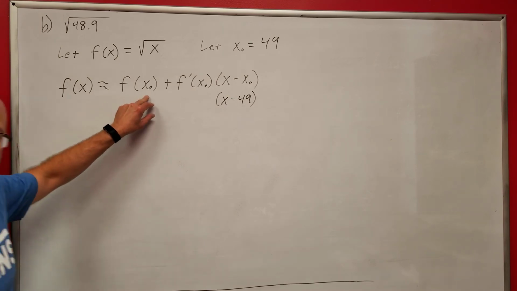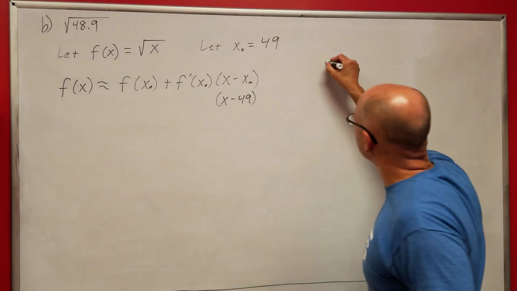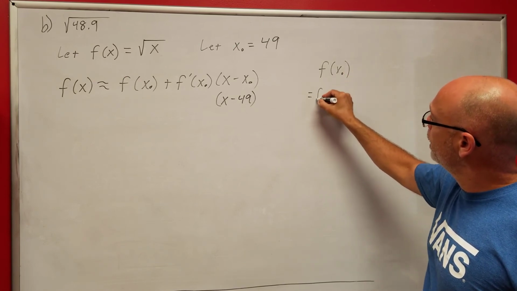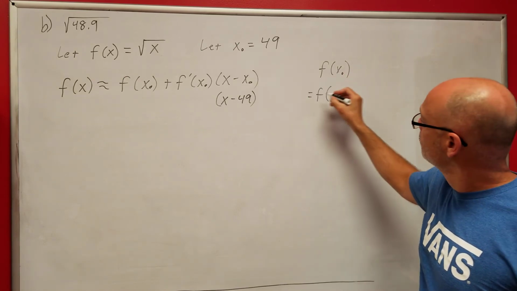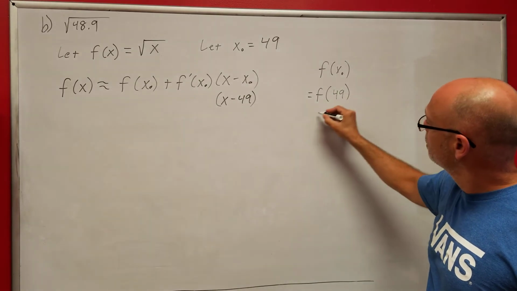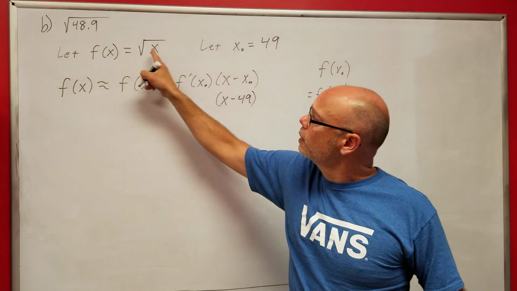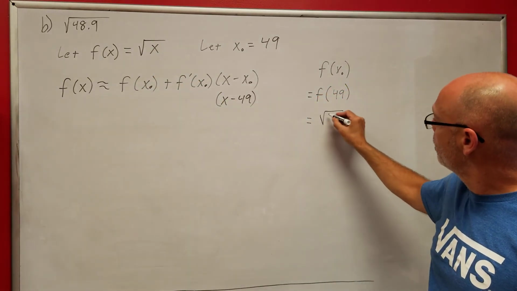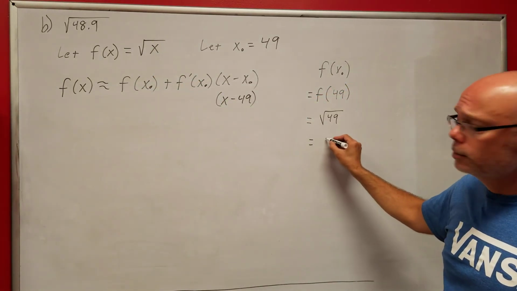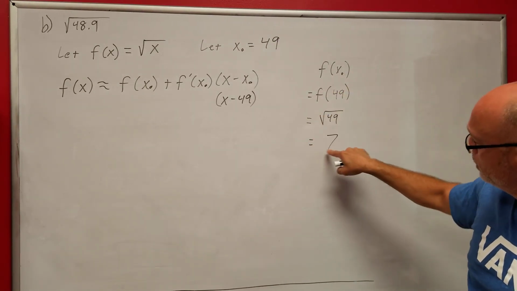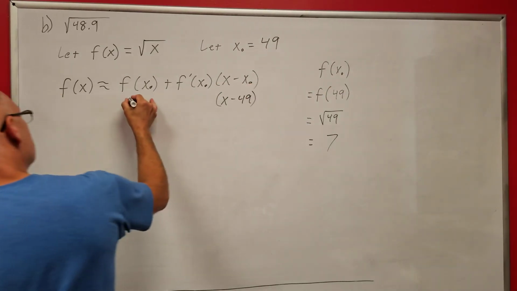Let's find f at x naught. F of x naught is like f at what? 49, which is like plugging in 49 into this function, so you have the square root of 49, or 7. So f of x naught is equal to what? 7.